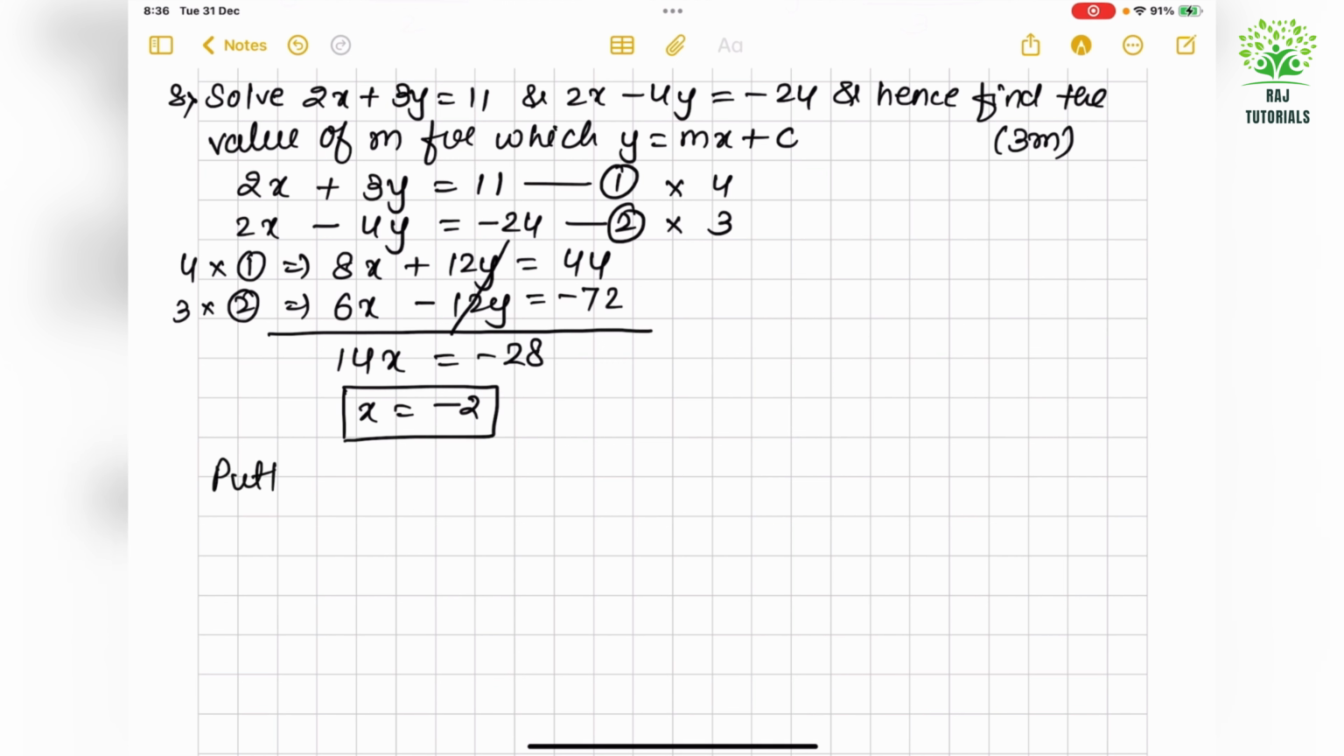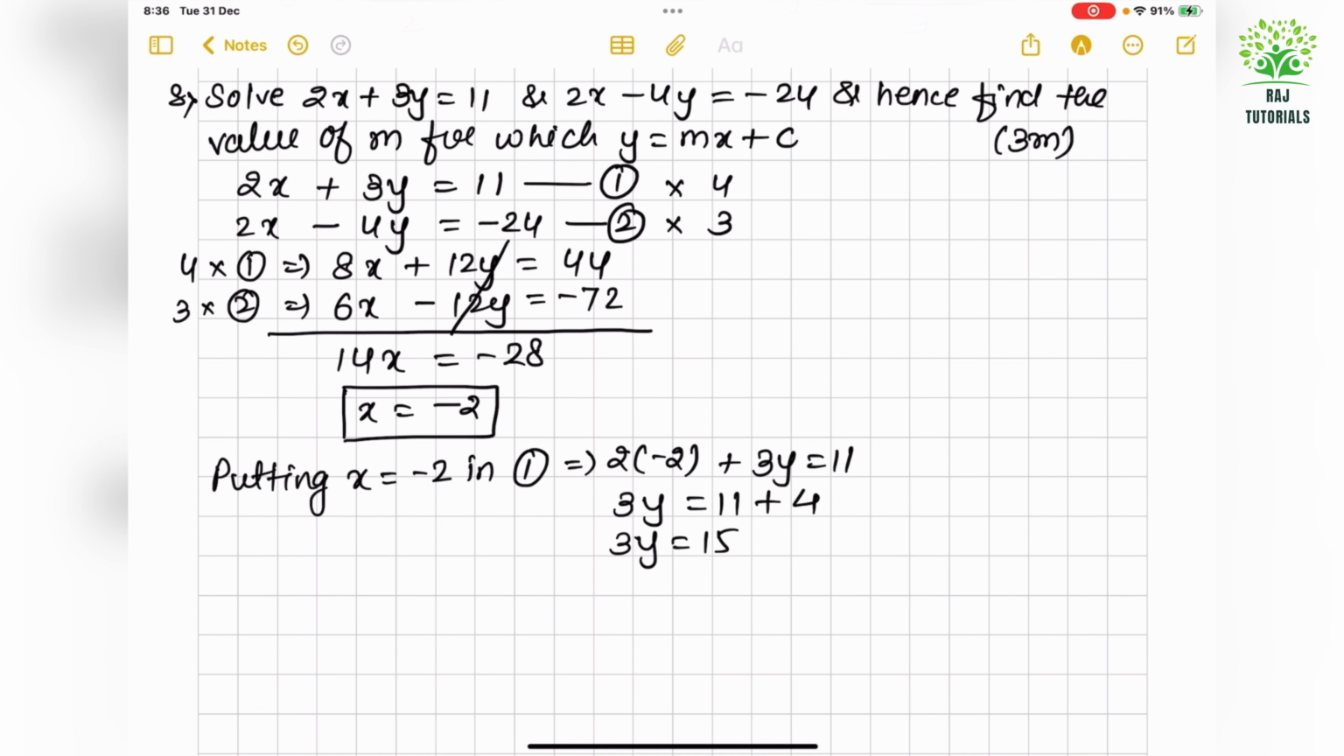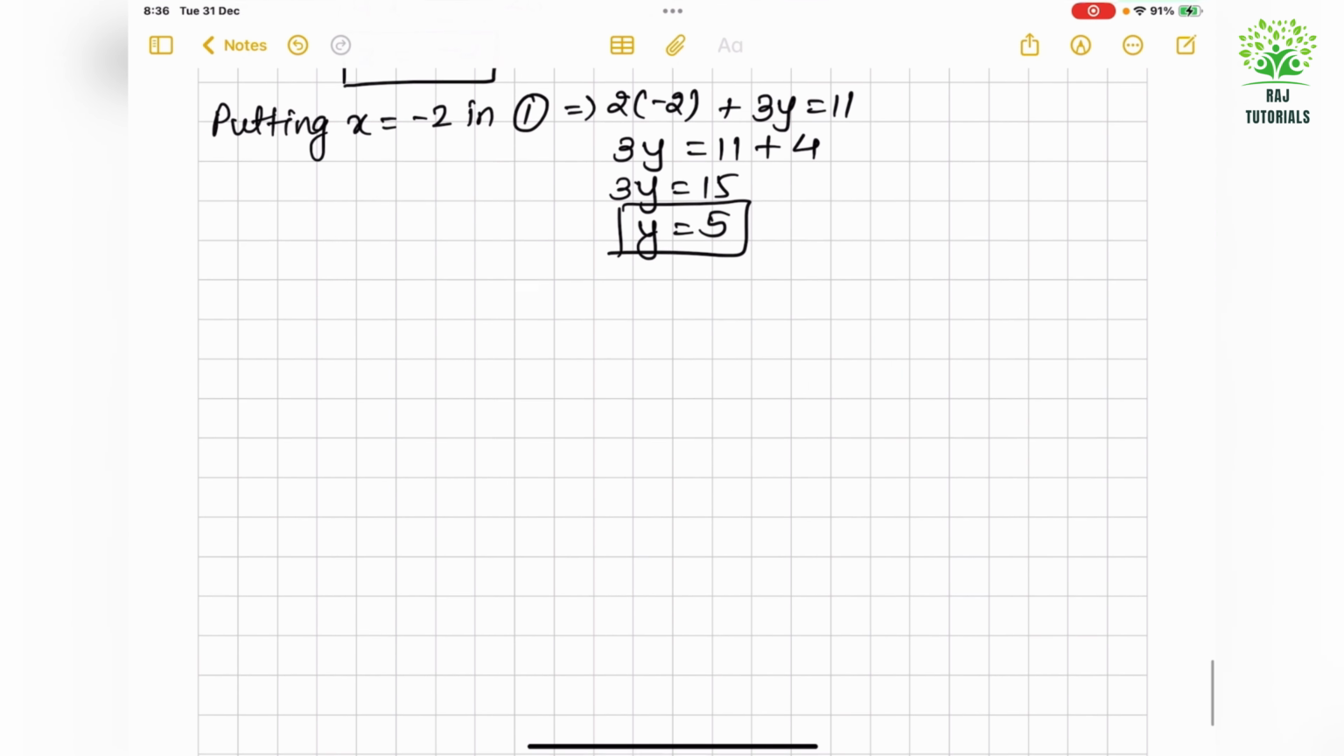Now putting x equal to minus 2 in 1 implies 2 into minus 2 plus 3y equal to 11. So 3y equal to 11 plus 4. So 3y equal to 15. So I can say y is 5, 15 upon 3 will be 5.